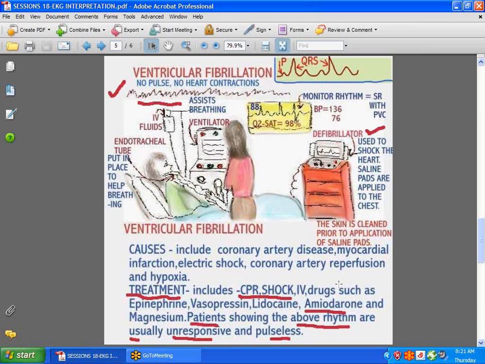Now, what would cause ventricular fibrillation? Coronary artery disease, myocardial infarction, and then the treatment: CPR, shock, like I said, defibrillation, drugs such as amiodarone, vasopressin are used, magnesium, epinephrine.